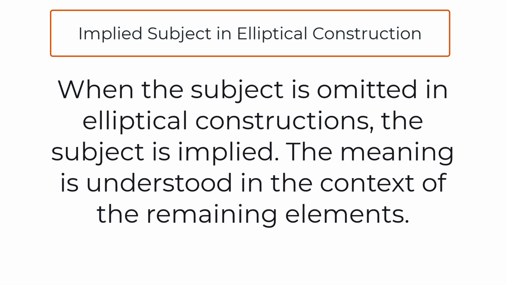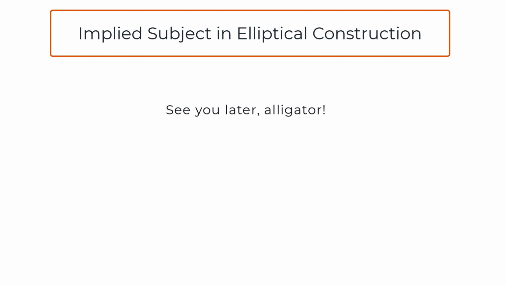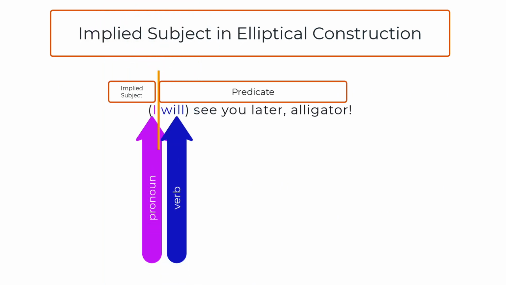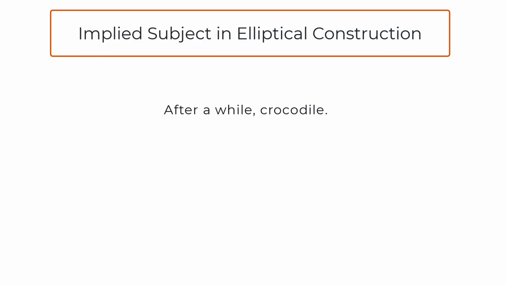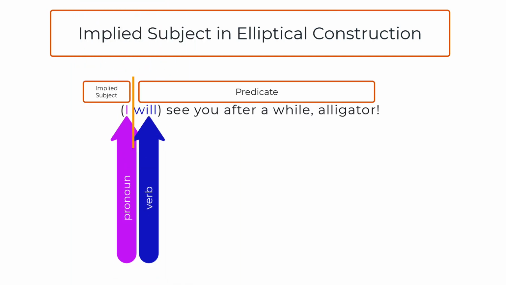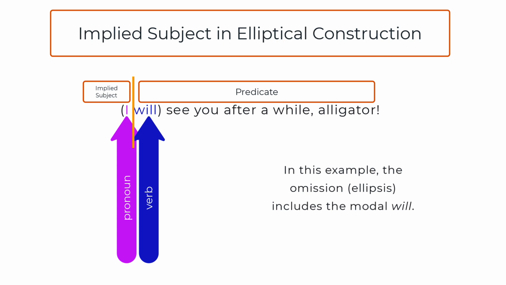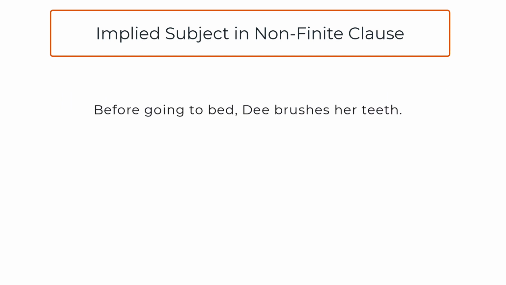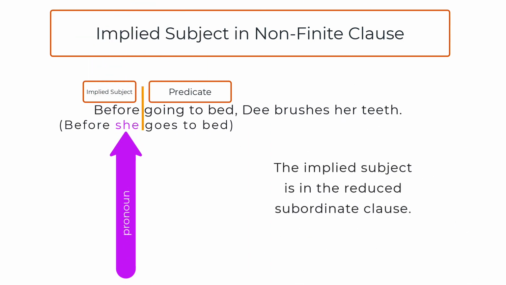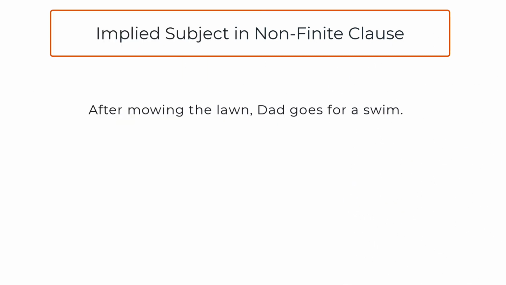When the subject is omitted in elliptical constructions, the subject is implied. See you later, alligator. After a while, crocodile. In a non-finite clause or reduced clause, the modifying clause no longer has a subject, and the verb is no longer marked for tense or person agreement. Before going to bed, Dee brushes her teeth. After mowing the lawn, Dad goes for a swim.